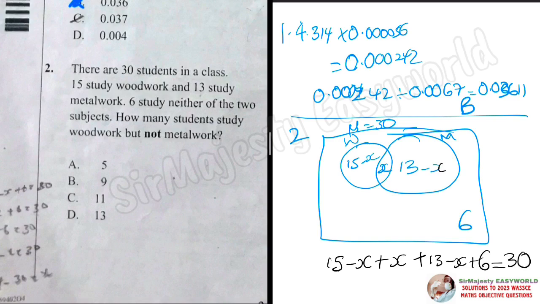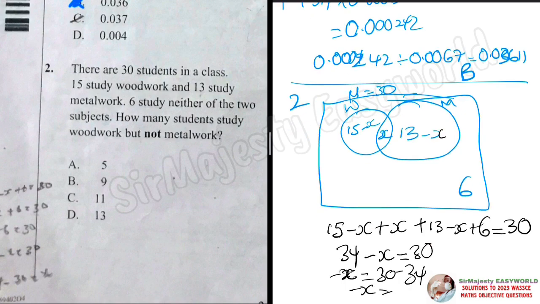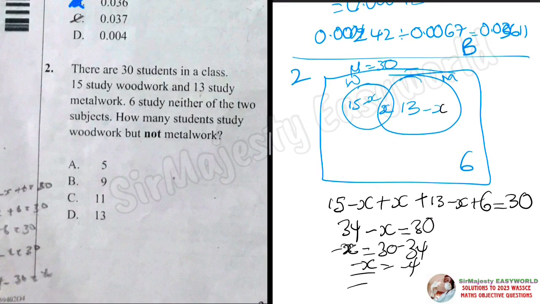So I'm going to do the addition. 15 plus 13 gives us 28. 28 plus 6 gives us 34. Then minus x minus x gives us minus 2x, so 34 minus 2x is equal to 30. Minus 2x is equal to minus 4. Dividing both sides by minus 2, our x is equal to 2.